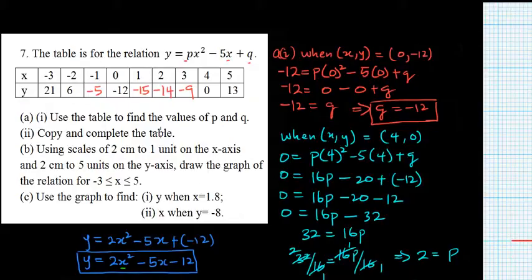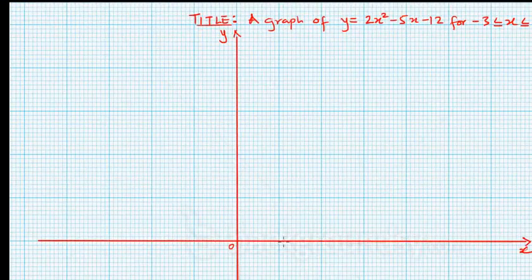Now we'll go to the table here. The highest value in the positive direction is 5. The highest in the negative direction for the x-axis is minus 3. We're asked to use 2 centimeters to represent 1 unit, so this is 1, this is 2, this is 3, this is 4, and this is 5. We must at least get to positive 5 on the x-axis, and we can go beyond 5.